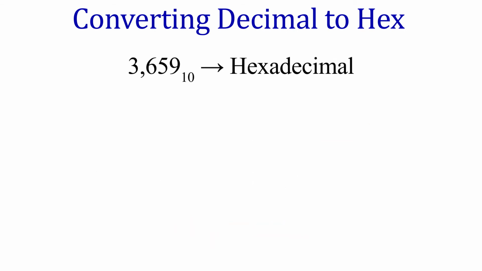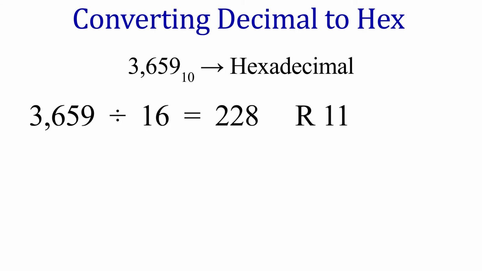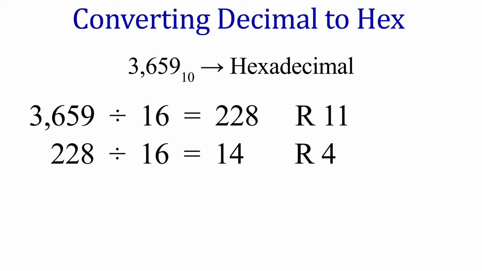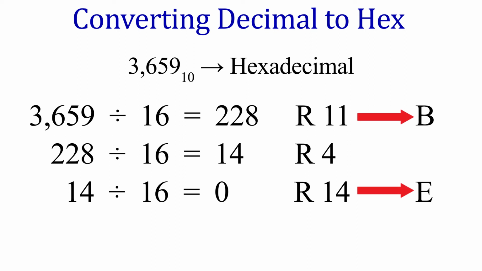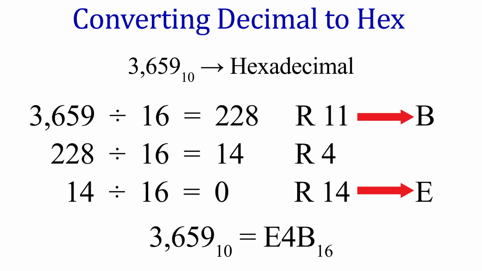Let's try one more. 3,659. 3,659 divided by 16 is 228, with 11 remainder. 228 divided by 16 is 14, with 4 remainder. 14 divided by 16 is 0, with 14 remainder. Now 14 is E, and 11 is B, so the hexadecimal number is E4B.